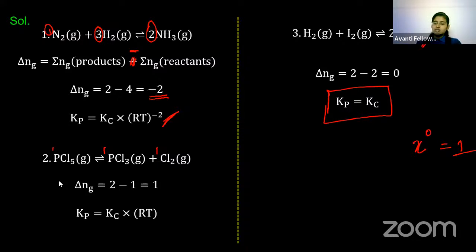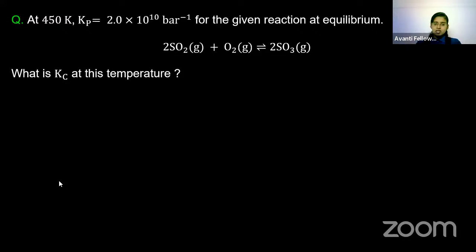Okay, very good. So now let us go for one more question, in which some numericals, numbers will be there. So we will try to do that from the same concept. So here is a question. At 450 Kelvin, Kp is equal to 2 into 10 to the power 10 per bar for the given reaction at equilibrium. What is the Kc at this temperature? Kp is given, temperature is also given, reaction is also given, and from this reaction we can find out the delta Ng, and they are asking us to find out the Kc.